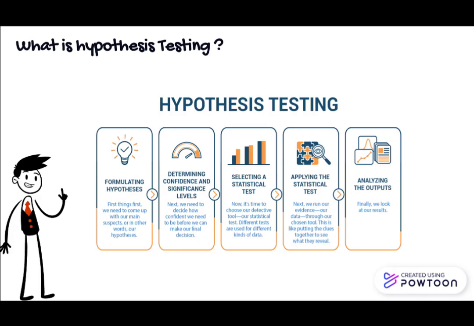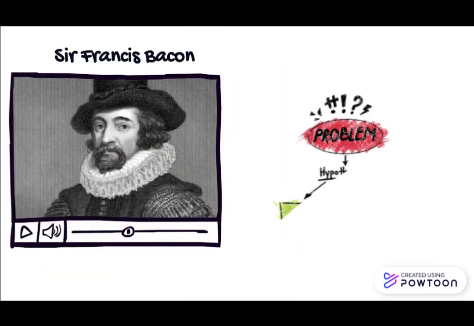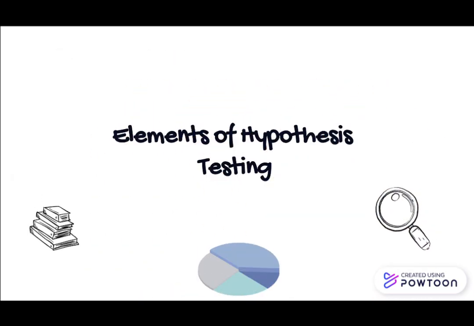First, what is hypothesis testing? Hypothesis testing is a statistical method that helps us decide if there is enough evidence to support a specific belief about a population or any theory we could have. Let's start with Sir Francis Bacon, who was the person who refined hypothesis testing. Now we will see the elements that make up hypothesis testing.